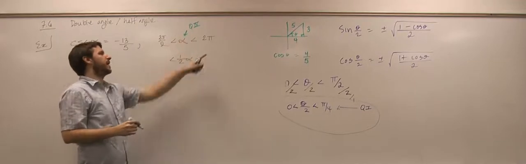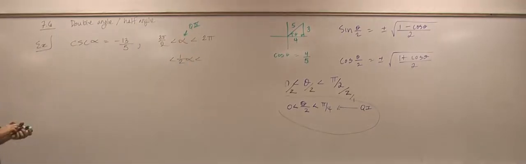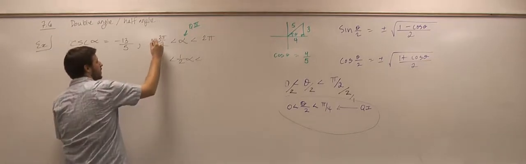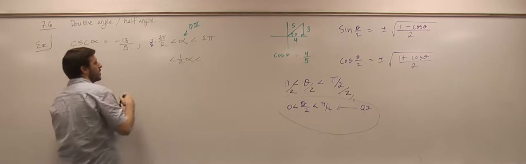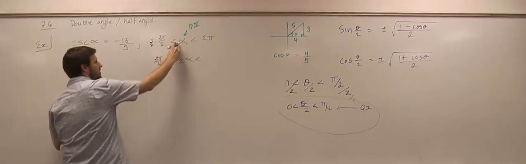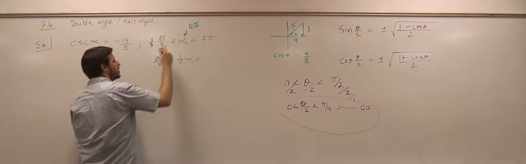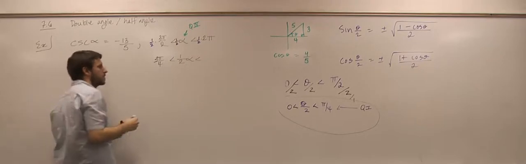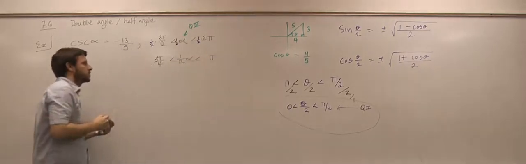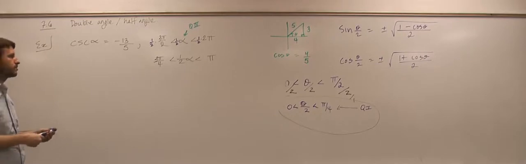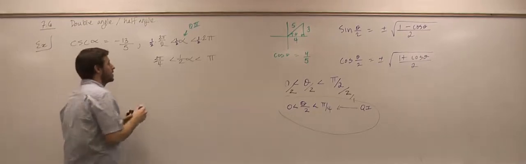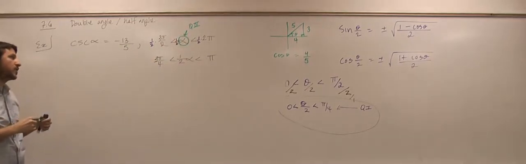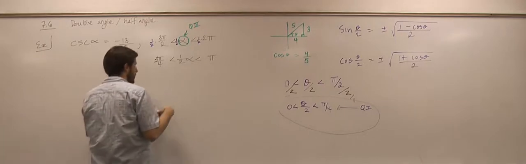What happens if you multiply everything by a half? If you multiply everything by a half, 3 pi over 2 is going to become 3 pi over 4 right here. Alpha is going to become 1/2 alpha. And 2 pi is going to become pi. So alpha was in quadrant 4. Where's 1/2 alpha? Quadrant 2. All right, so the half angle is actually in quadrant 2.